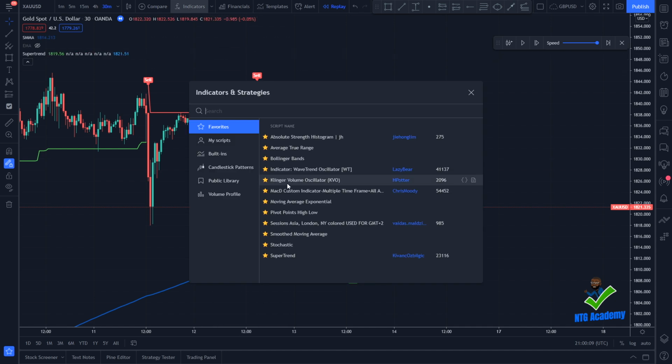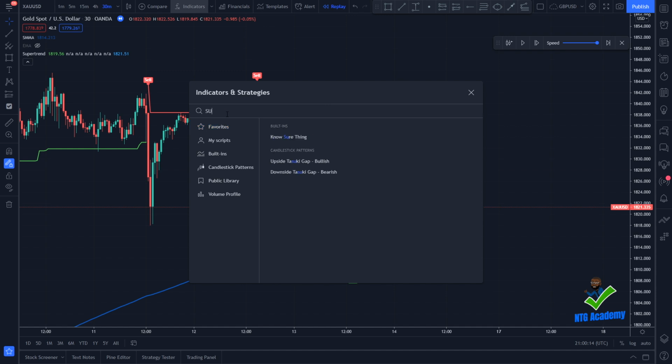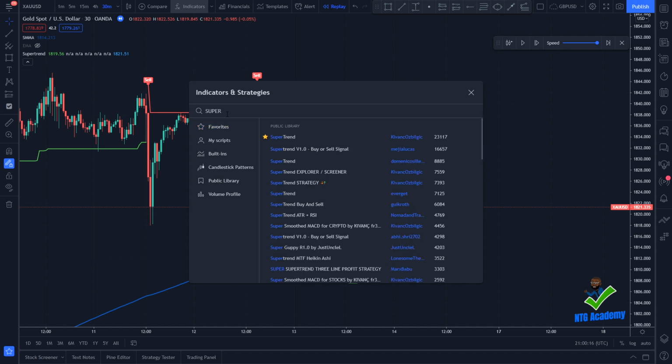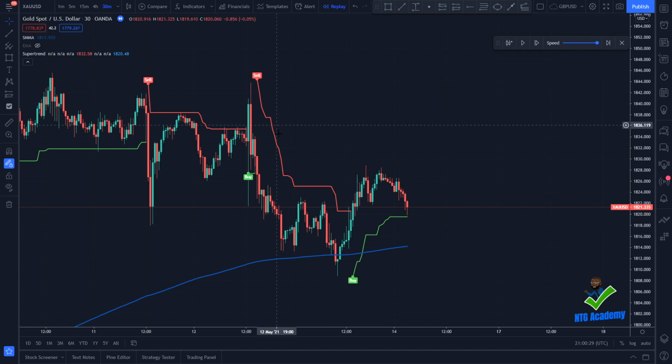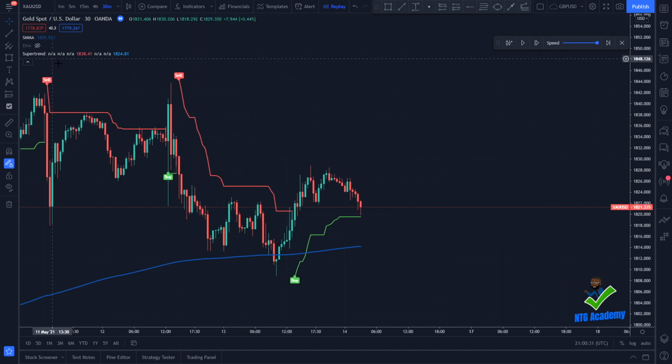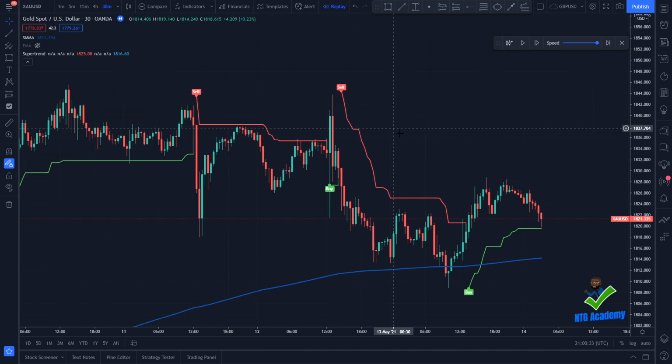And of course, what you need is the super trend. So you can just search it up. Super trend strategy, okay? This is the one that I use right here. Make sure you guys are getting the one that is made by this person here. That is the one that I use. Once you do that, boom, the super trend strategy is going to pop up here.